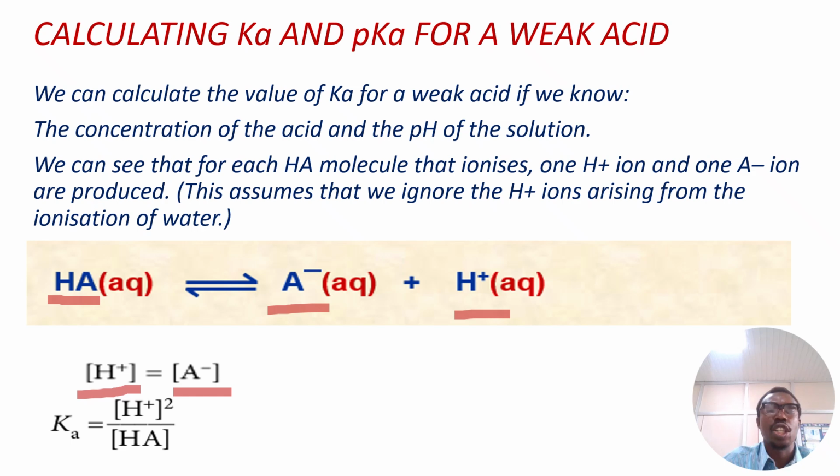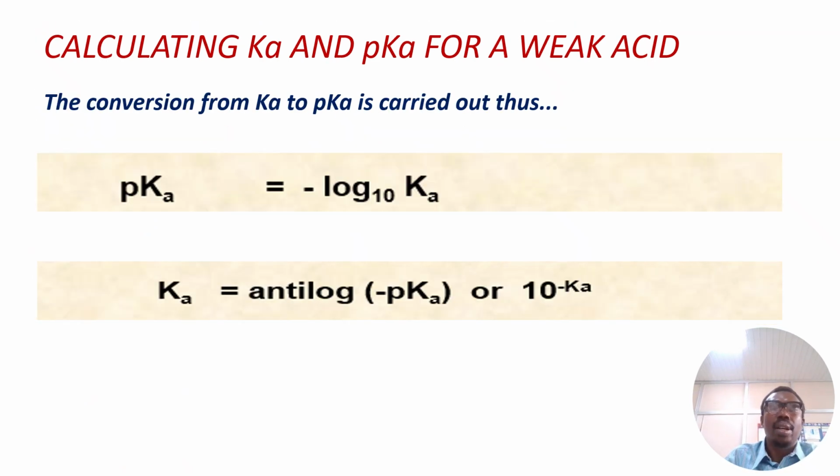So that means the concentration of the hydrogen ion is equal to the concentration of the alkanoate ion. If we substitute it in the equilibrium constant equation, Ka will be equal to the concentration of hydrogen ion squared divided by the concentration of the monobasic weak acid. So the acid dissociation constant is equal to the square of the hydrogen ion concentration divided by the concentration of the acid. From there, we can calculate the hydrogen ion concentration to calculate the pH of the weak acid.